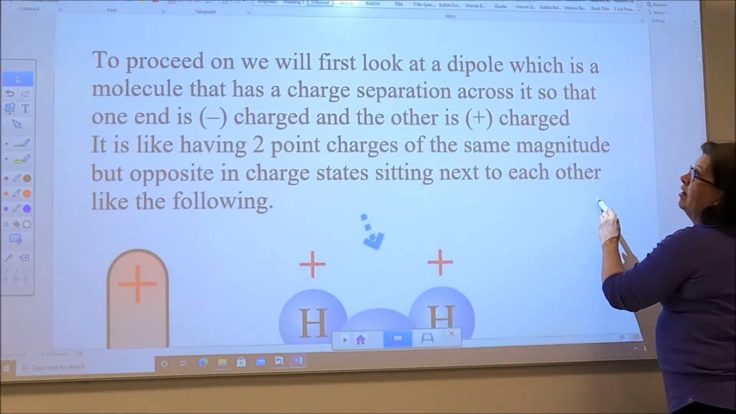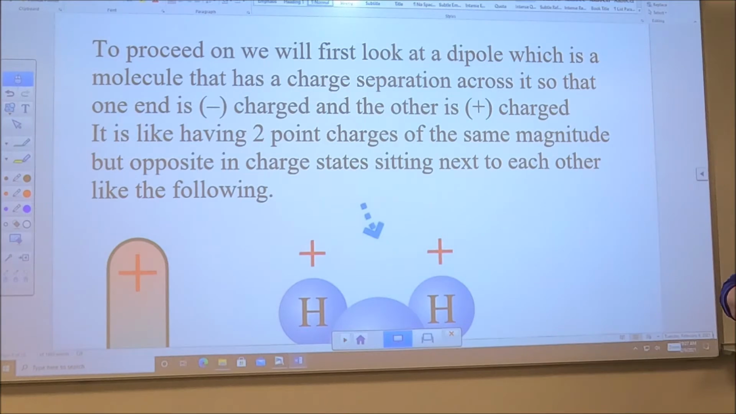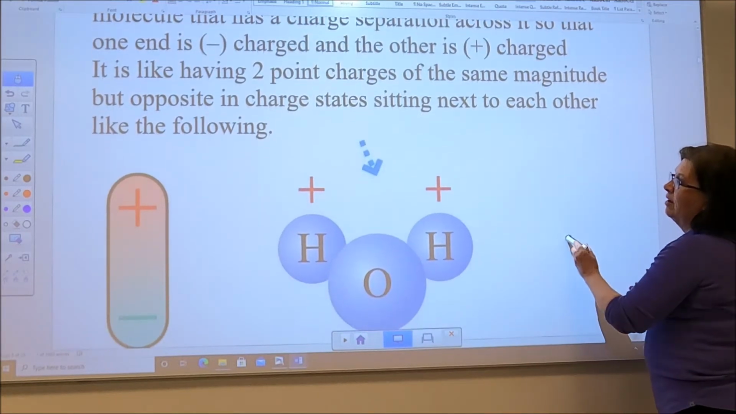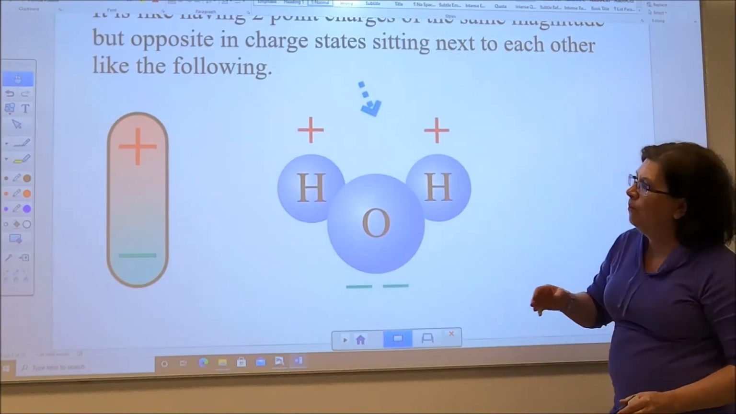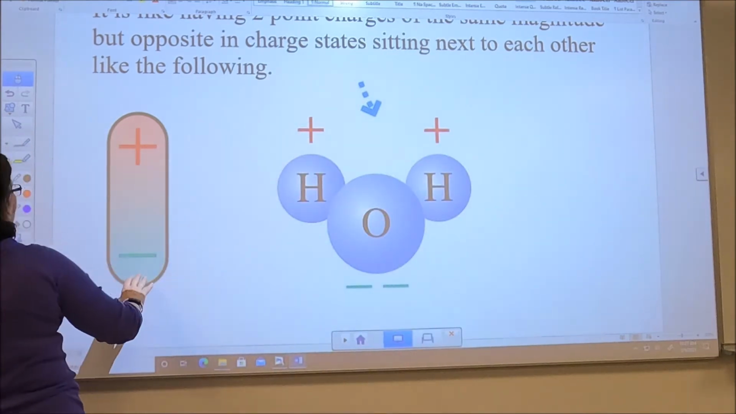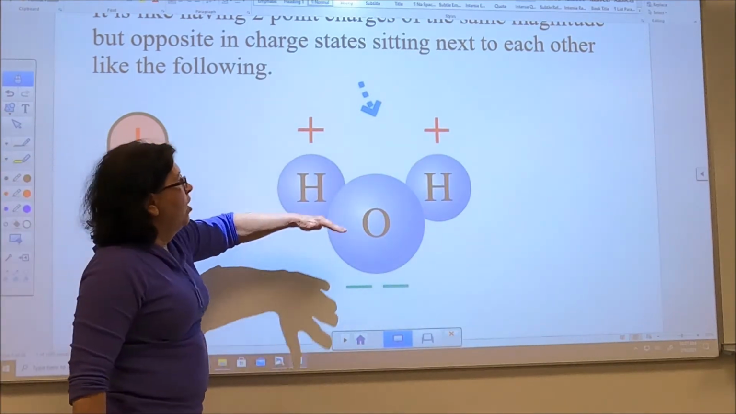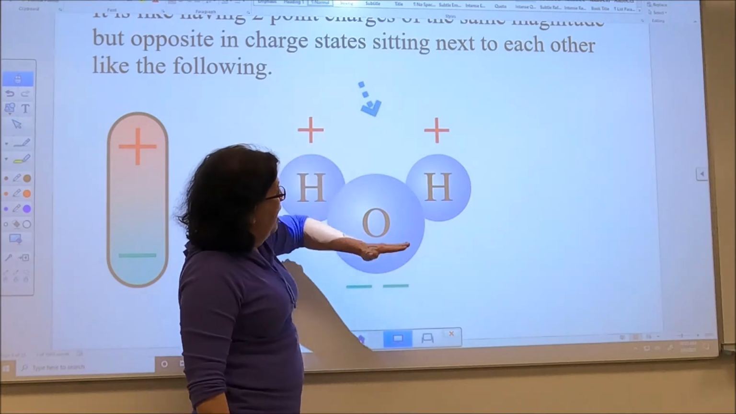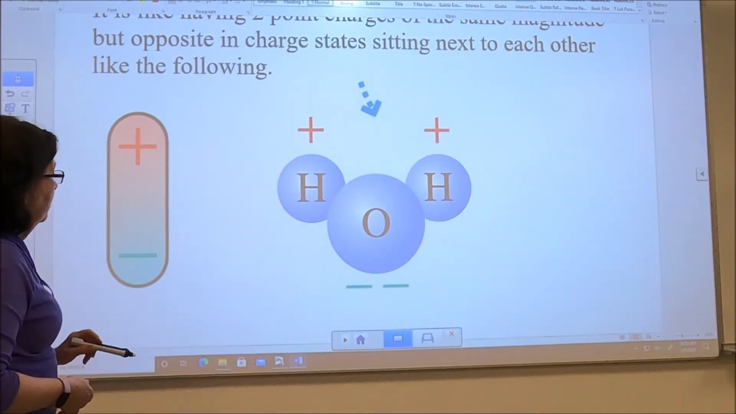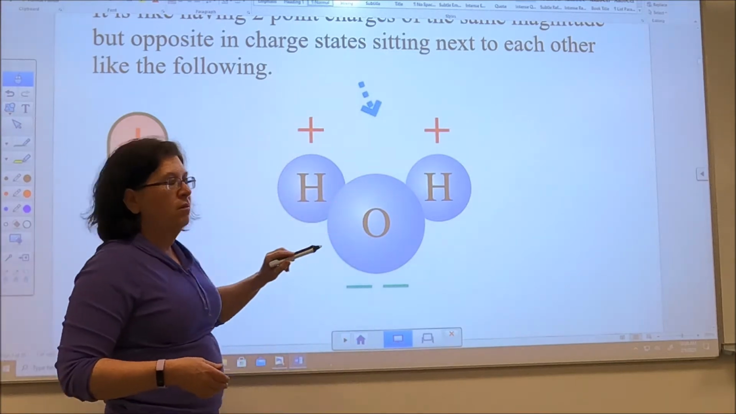So we're going to start off by looking at a dipole, which is a molecule that has a charge separation across it so that one end is negative and the other end is positive. It's like having 2 point charges that have the same magnitude that are separated by some distance, and their charges are opposite in sign. So, a negative end, a positive end. Water molecules are thought to have a positive side and a negative side. Okay? Besides, isn't that cute Mickey Mouse head?